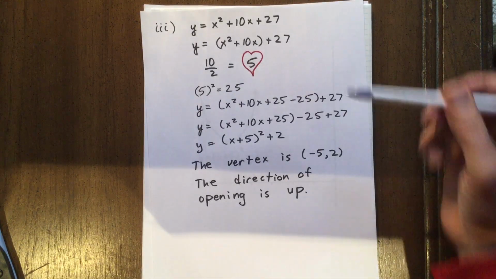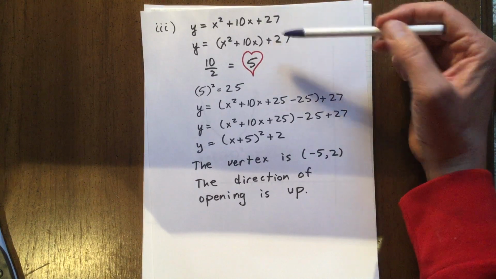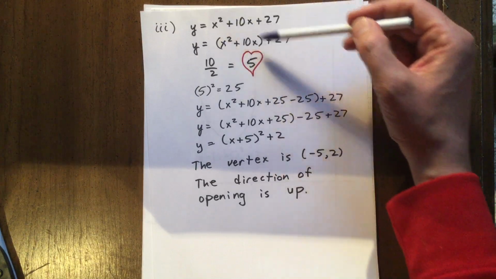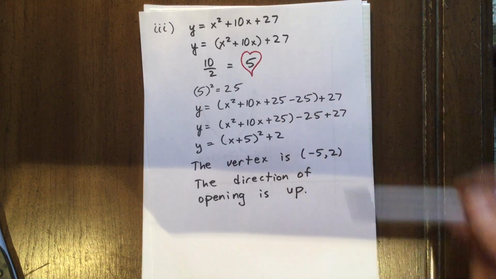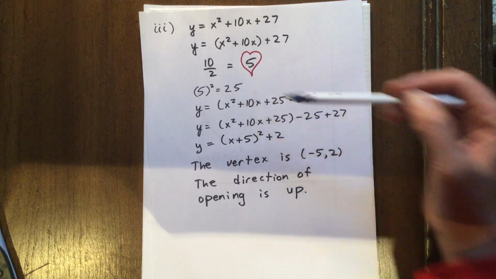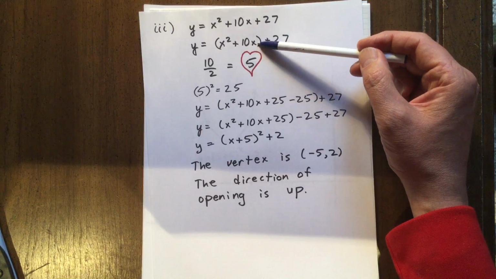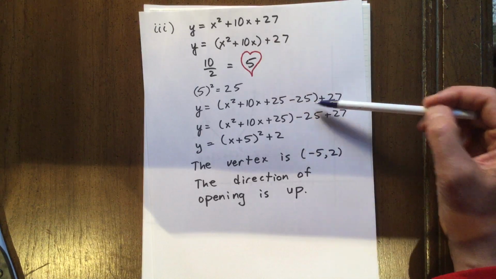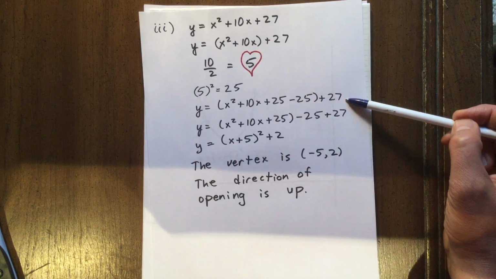Our next one is x squared plus 10x plus 27. Well, the lead coefficient is 1, so factoring that out, we just have x squared plus 10x remaining. We take this value, divide it by 2, we get 5. We square that 5 and we get 25. So now what we can do is add and subtract 25 from inside that bracket. And then we still have this plus 27 that's unaffected so far.